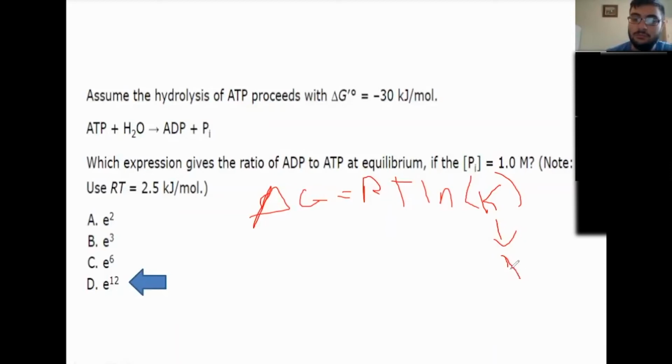So it's an unknown, x. They gave us delta G, which is -30. They gave us what RT was. They didn't give us a temperature, but they gave us what RT was, which actually made it easier because we don't have to do any math ourselves, which is 2.5. And we're given an ln x, and we're solving for x, right?